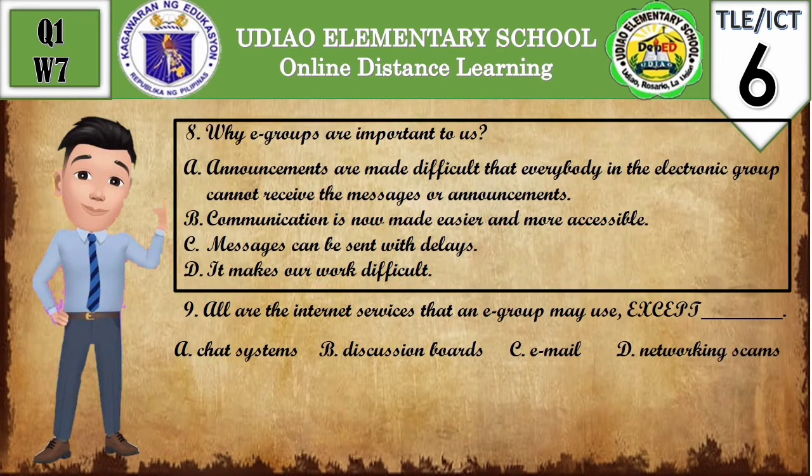Number 8. Why are e-groups important to us? A. Announcements are made difficult that everybody in the electronic group cannot receive the messages or announcements. B. Communication is now made easier and more accessible. C. Messages can be sent with delays. Letter D. It makes our work difficult.